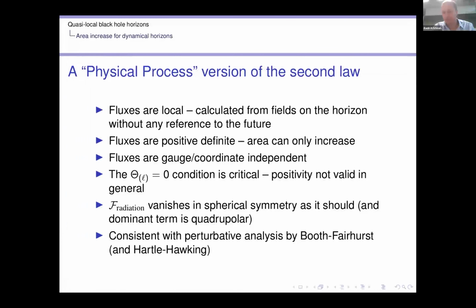So any questions on this part? I just want to mention this here. It's an important result which shows that in the quasi-local case, you do have this physical process version of the area increase law. Okay, so any questions, any discussion on these points?